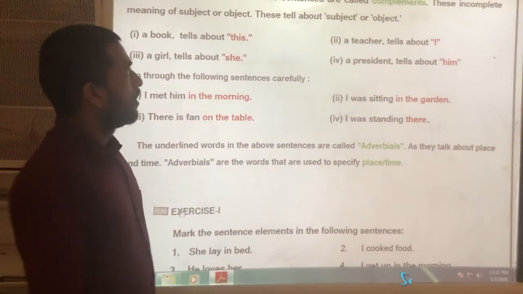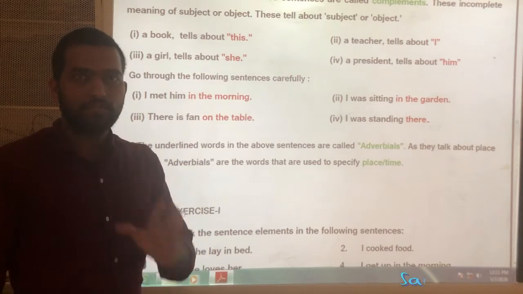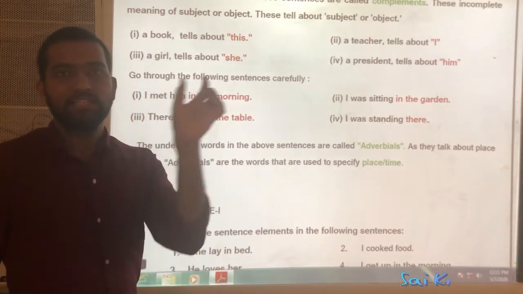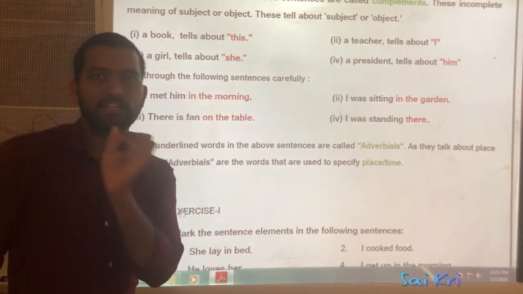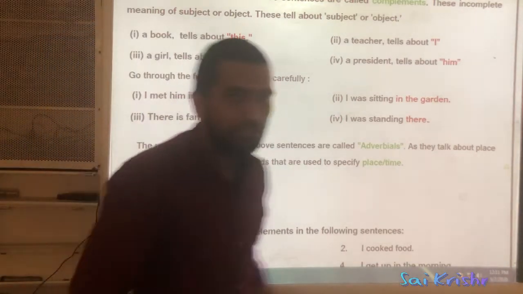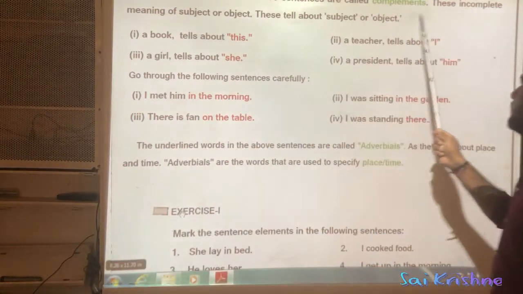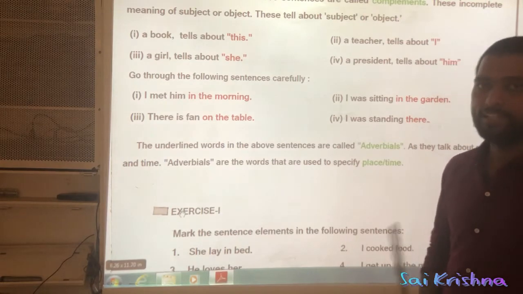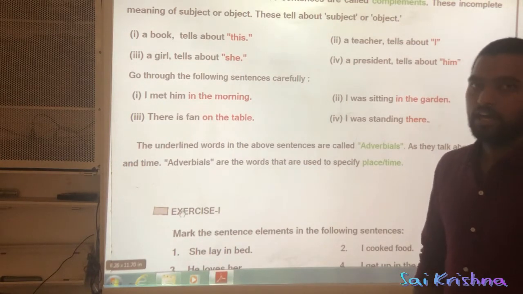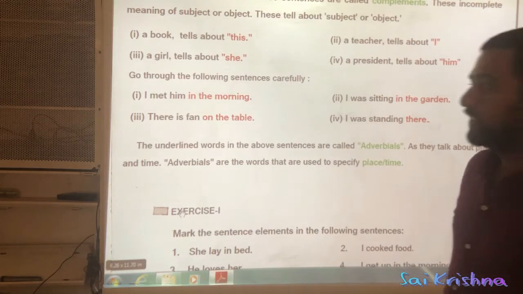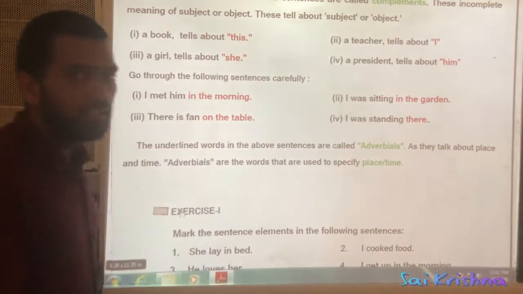Hello students. Okay, we discussed subject, verb and object, and how to identify the subject, verb as well as object in a sentence. Now the fourth one is complement. What is complement, how is the complement identified in a sentence, and why is the complement used in a sentence? Let us discuss the definition also along with the examples.